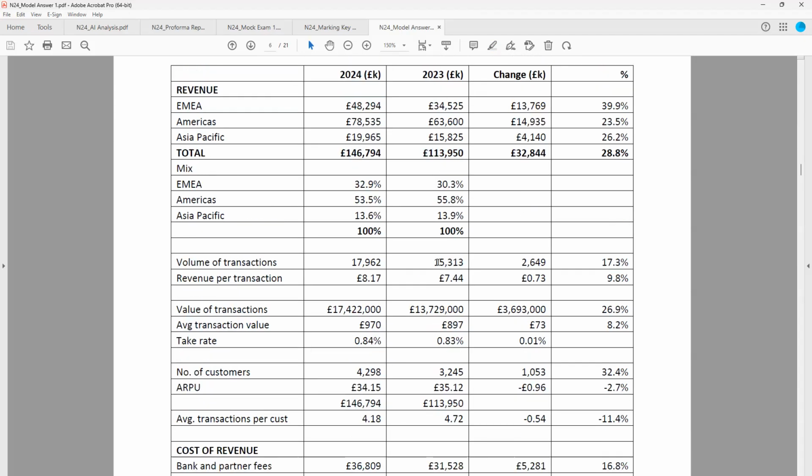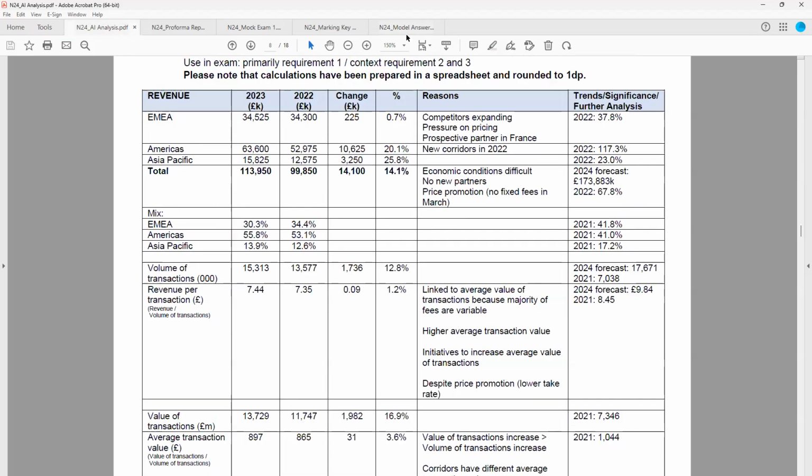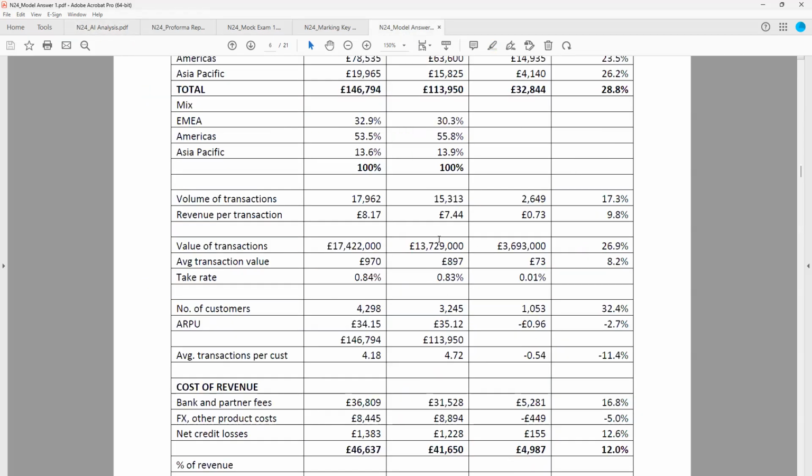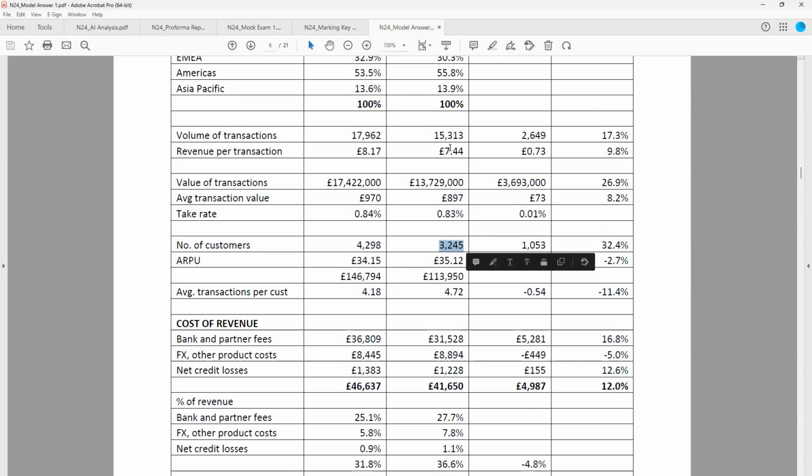So again, you can put in all your 2023 numbers, like volume of transactions, type that in, but then revenue per transaction, you could have that in there as a formula. Then you've got your value of transactions, your average transaction value, which you could then calculate with the formula, and then just obviously sense check it back to here. And then take rate, again, you could set up the formula for that. And again, number of customers, hard type that in, but then set the formula up for that.